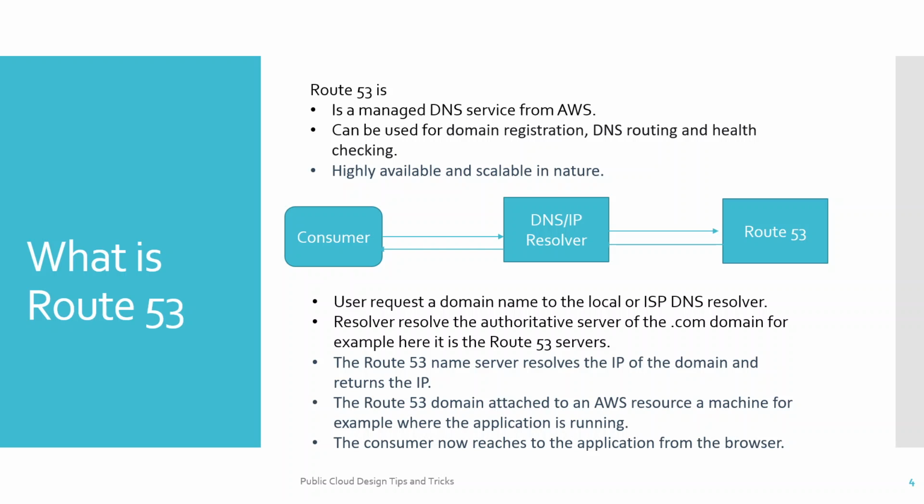Now the Route 53 domain points to an AWS resource, here for example an Amazon EC2 machine where the web application is running. Now finally the consumer reaches the application from the browser. So this is how this example works.